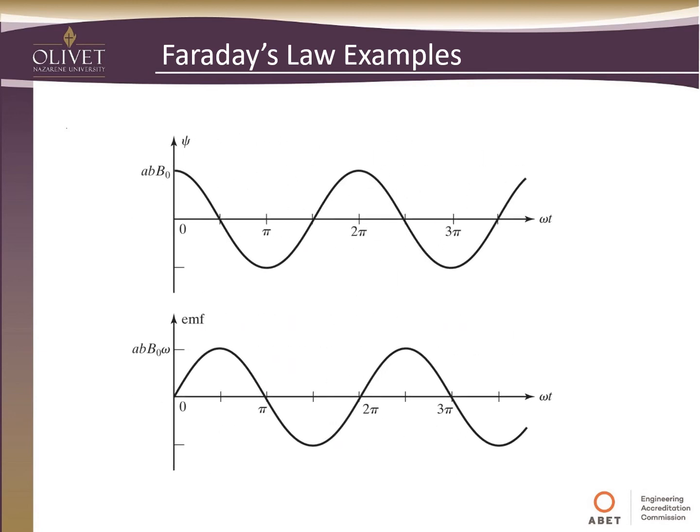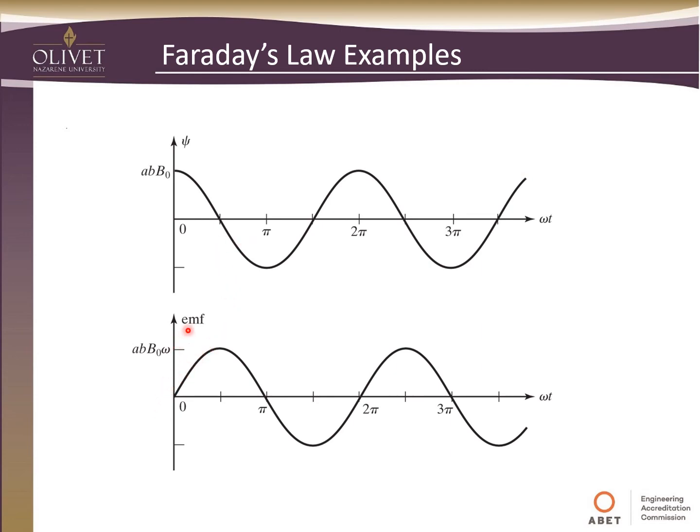So just to visualize a little bit what was happening in this problem, this would be a graph of the flux going through the loop. So you can see it is a sinusoid. It has a peak of AB B0, and it is a cosine function because we're 1 at 0, or our peak is at 0, and this would be what we expect to see from a cosine.